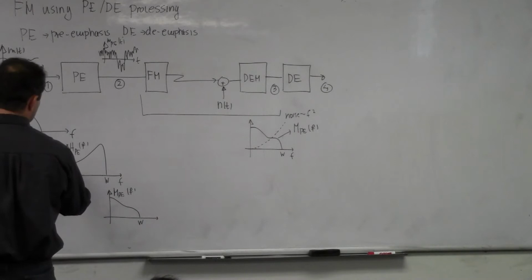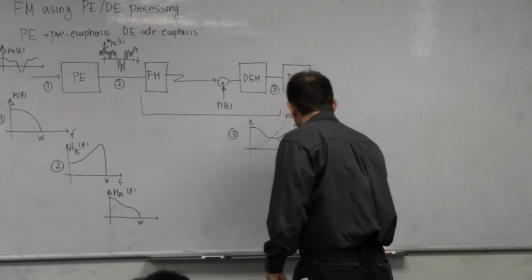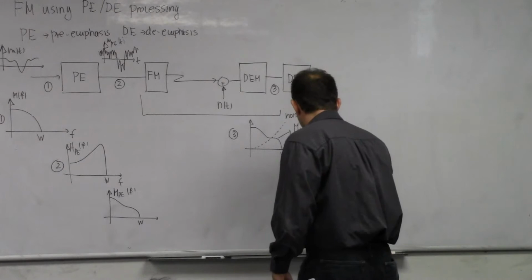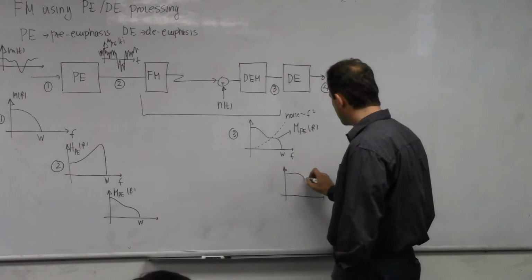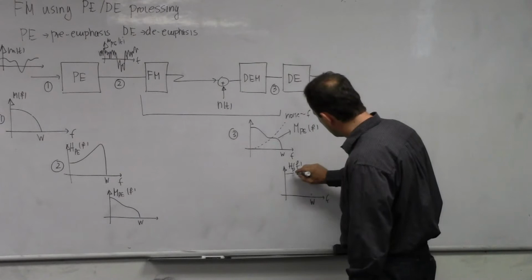This is 2, both of these. This is now in point 3. What happens in point 4? Well, the de-emphasis is a filter that will de-emphasize the high frequency components. So this is H of F, the de-emphasis. Let me extend this a little bit.